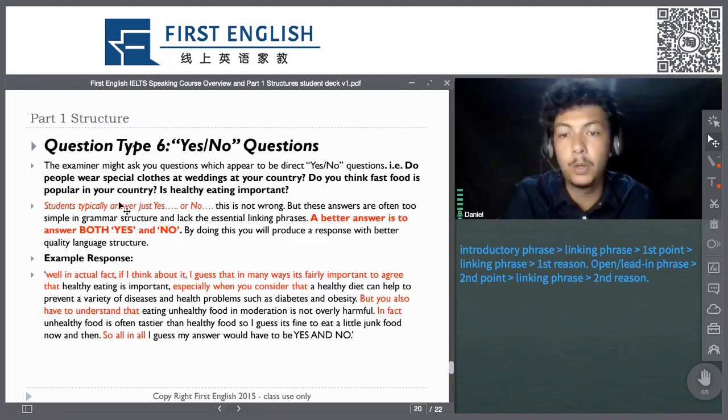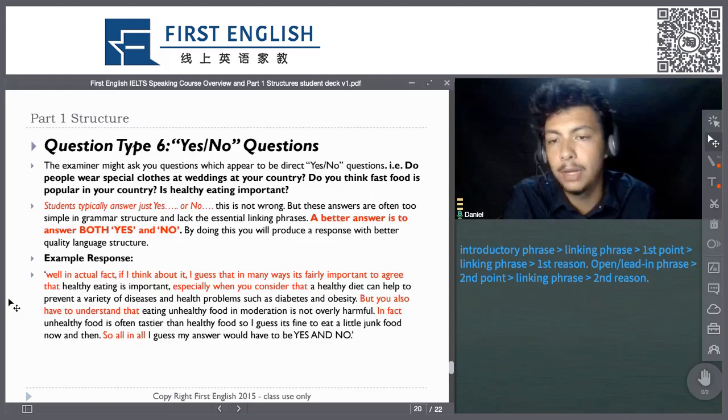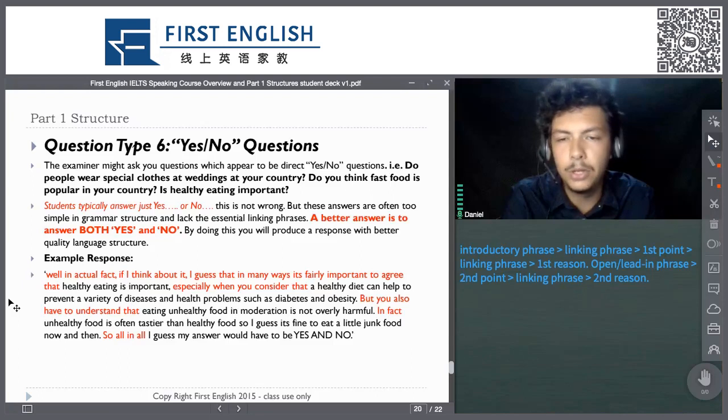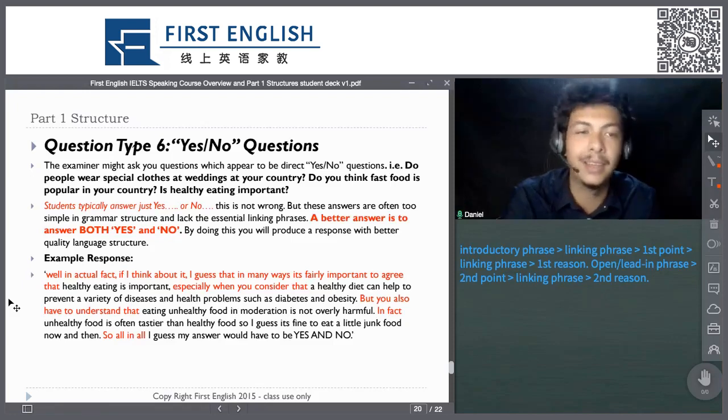A good example response to a question like this would be, well, in actual fact, if I think about it, I guess that in many ways it's fairly important to agree that healthy eating is important, especially when you consider that a healthy diet can help prevent a variety of diseases and health problems such as diabetes and obesity. But you also have to understand that eating unhealthy food in moderation is not overly harmful. In fact, unhealthy food is often tastier than healthier food, so I guess it's fine to eat a little junk food now and then. So all in all, I guess my answer would have to be both yes and no.